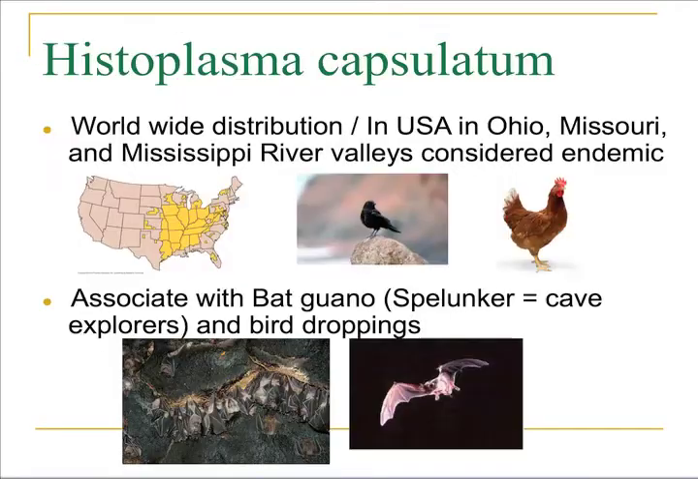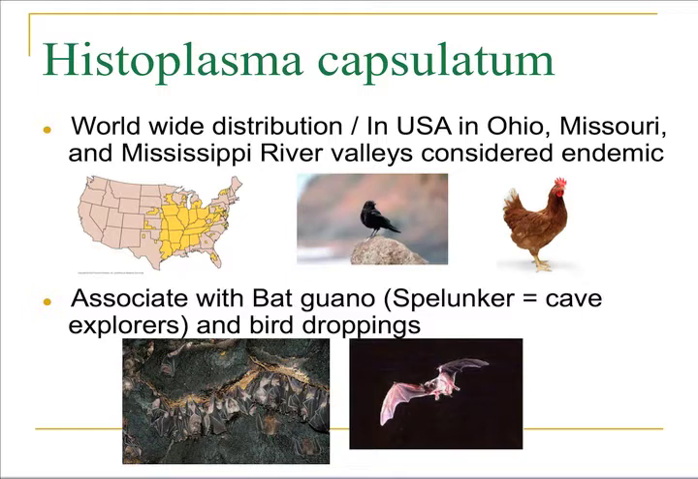On the next slide, we start talking about one of the most common of the dimorphic fungi, and that is Histoplasma capsulatum. This organism is found worldwide, but in the United States we think of the endemic area being the Ohio, Missouri, and Mississippi River valleys. But with migration of birds and winds and different atmospheric conditions, we are seeing the spread of histoplasma a little bit broader in the United States. But the classic endemic area remains the Mississippi River valleys.